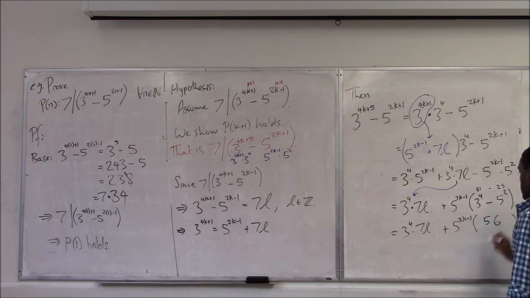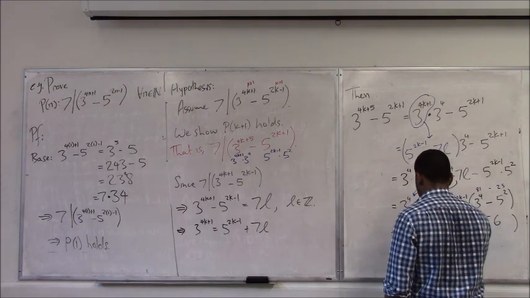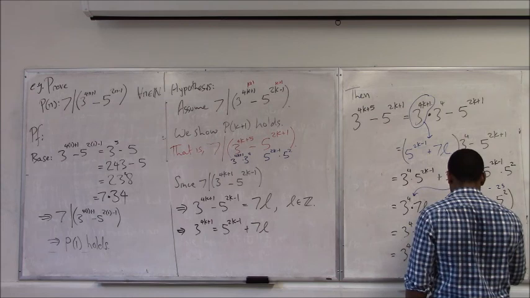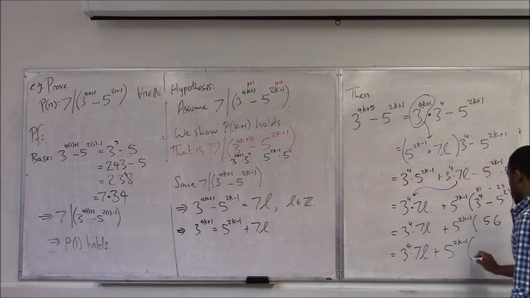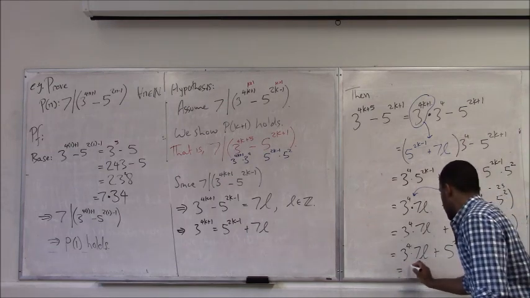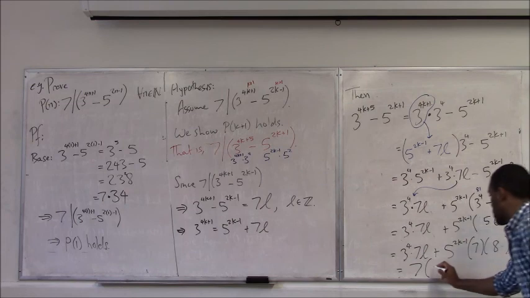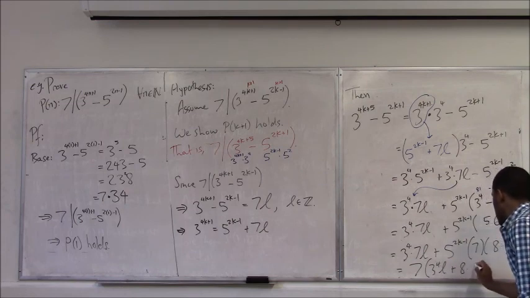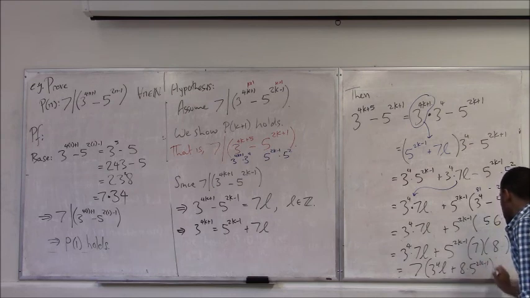Can we get a 7 out of that? Yep. Great, I'm glad to hear. So that would be 7 times 8. And so ultimately now I can write this as 7 times 3 to the 4 l plus 8 times 5 to the 2k minus 1. And this is an integer.